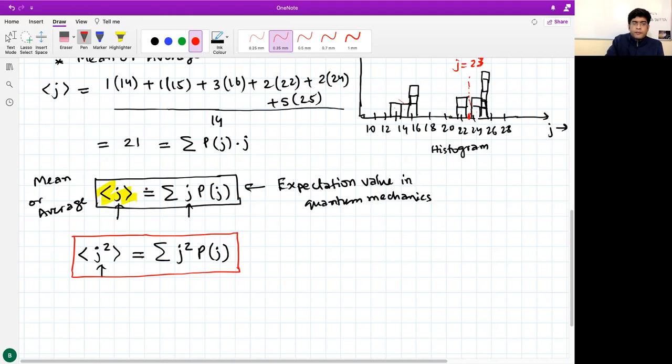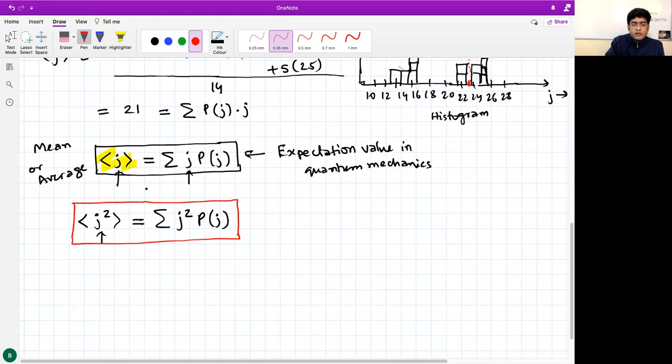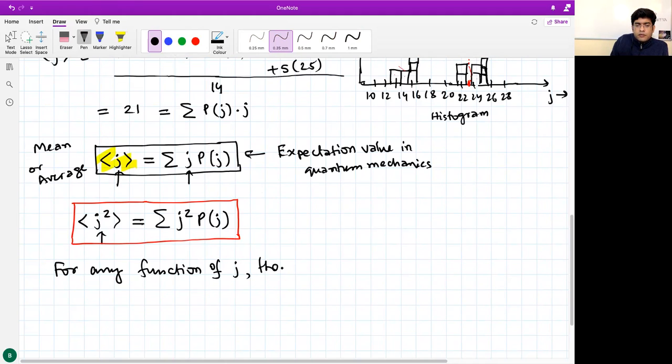All right, now we can generalize this idea. For any function of j, the mean or expectation value is given by, now we are generalizing these two formulas.